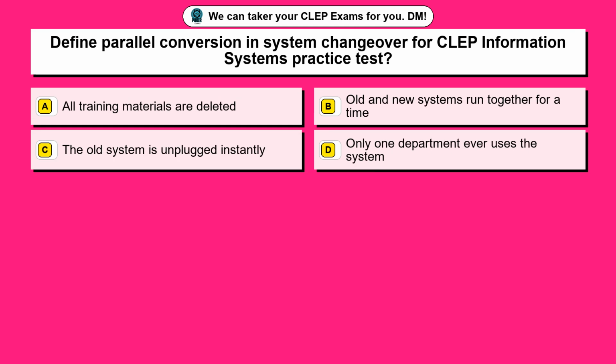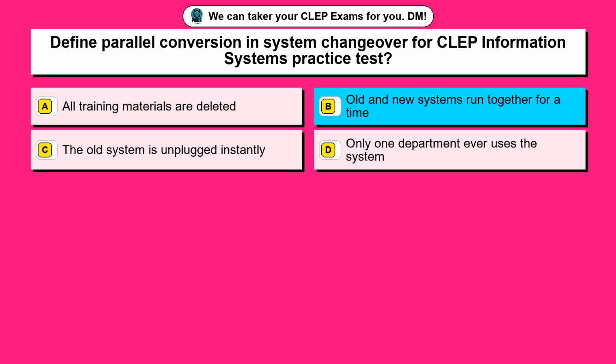Define parallel conversion in system changeover for CLEP Information Systems practice test. Option A. All training materials are deleted. Option B. Old and new systems run together for a time. Option C. The old system is unplugged instantly. Option D. Only one department ever uses the system. The correct answer is option B.